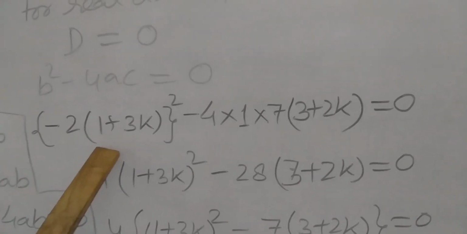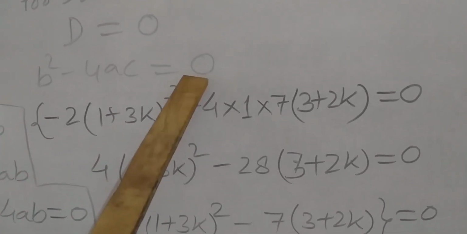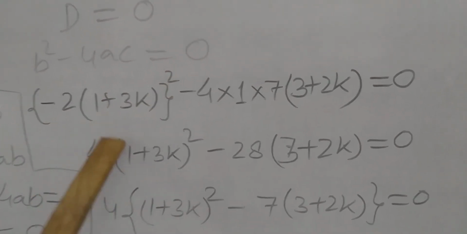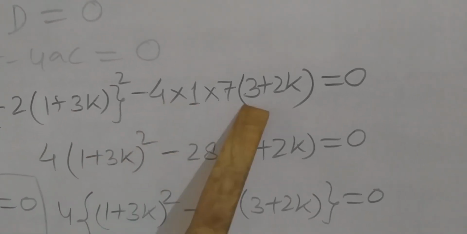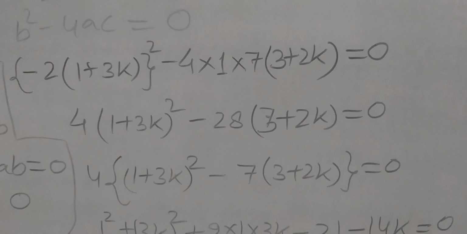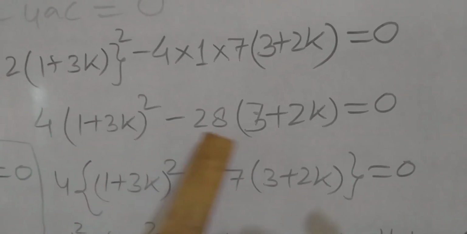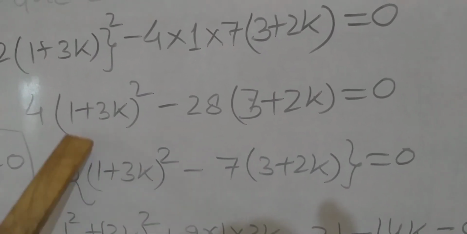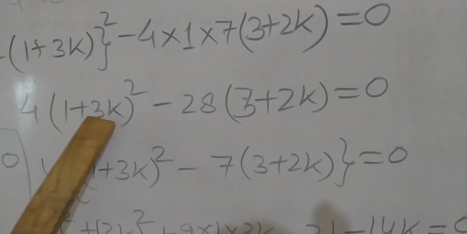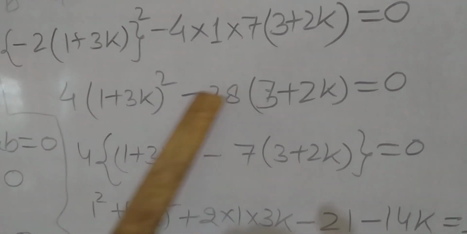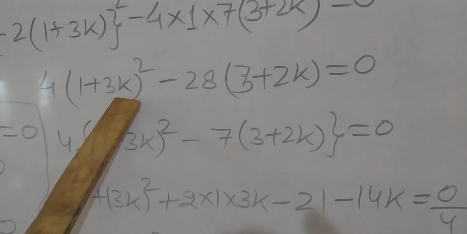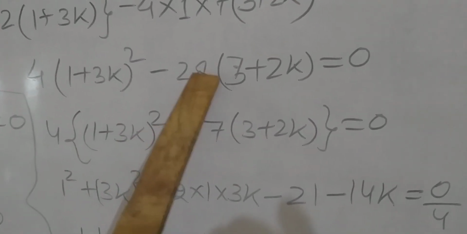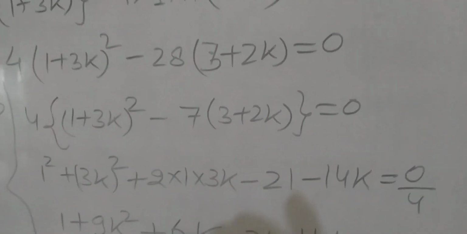Let us simplify it. When we open its square, the minus 2 will become positive, so it will become 4(1 + 3k)² − 28(3 + 2k). Students, you can see there is a common 4. If you want, you can take it common, or you can open the bracket by formula. I am going to take 4 common here. What is left here? (1 + 3k)² − 4·7 is 28 (3 + 2k) equals 0.